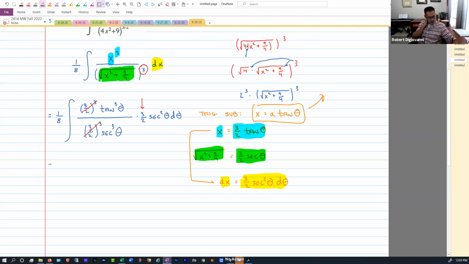And so now what I'm going to have is a 3/16 integral. So I just multiplied 1/8 times 3 halves. Let's see, 2 of these secants cancel out. And so I should just have 1 secant left on the bottom and a tan cubed on top.